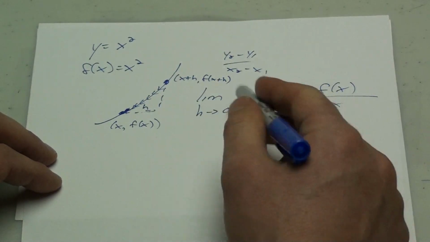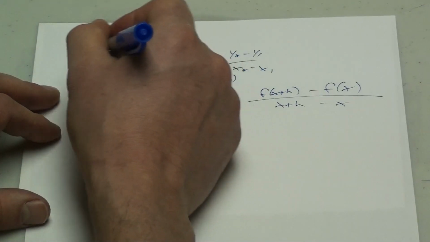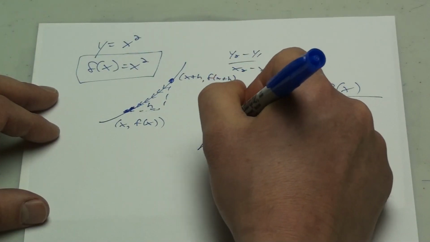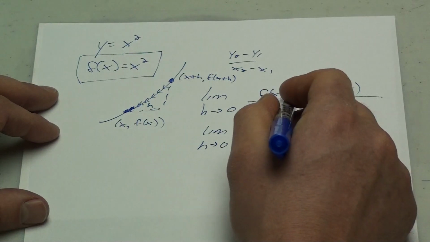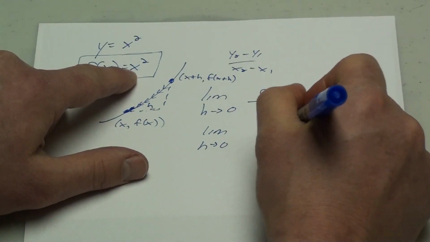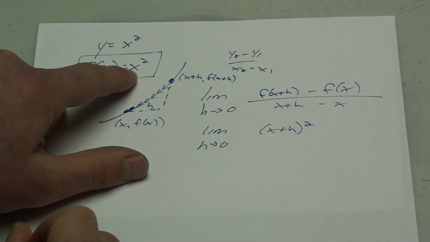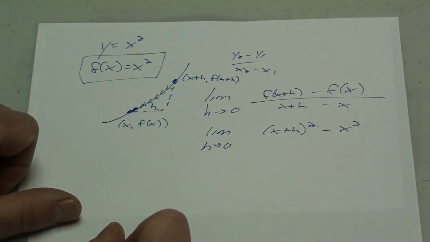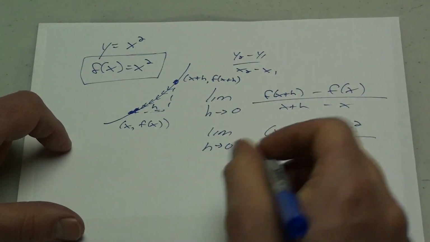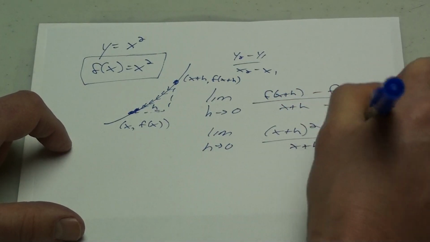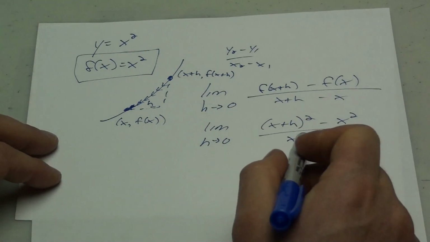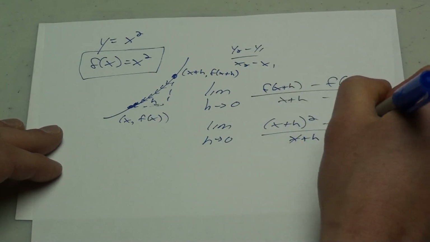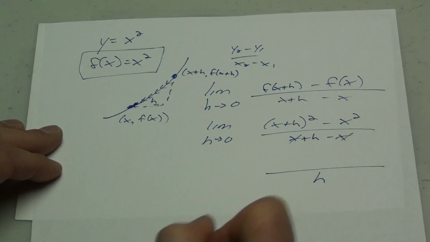And then I'm going to actually use the notation f of x equals x squared. So that means limit as h approaches 0. f of x plus h becomes x plus h squared minus my function, which is just x squared, divided by x plus h minus x. My x's on the bottom, my x and my minus x will cancel out. So all I'm going to be left with is h on the bottom.